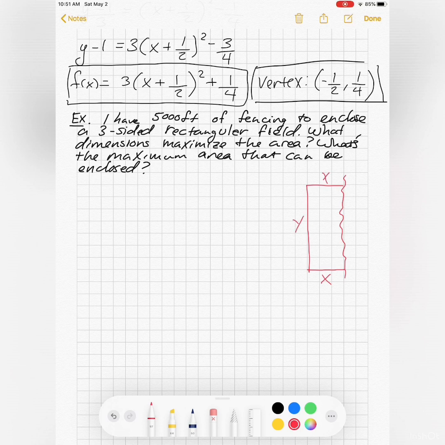So 2 X's and a Y, say? What dimensions maximize the area? What is the maximum area that can be enclosed? Now, of course, I'm supposed to use algebra to answer this question. So I would start by setting up a couple of equations. Let's see what I know. I know I have 5,000 feet of fencing. There are 2 X sides and 1 Y side. So those 2 X's plus 1 Y has to add to 5,000.